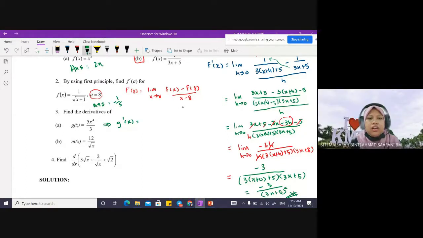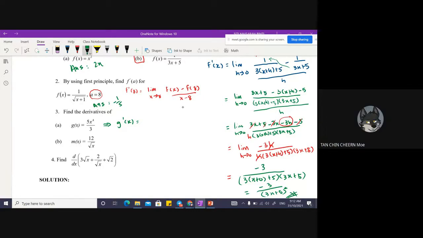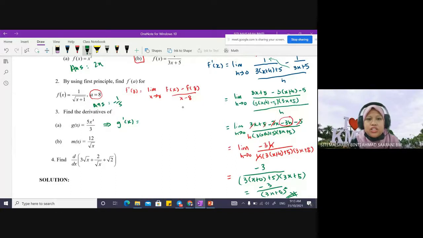Okay, how come you get 20 over 3? Move down 4 to times with 5. So 5 times 4, x power 4 minus 1. Alright, correct. So this is 20 over 3 x cubed. Alright. So then how about B?